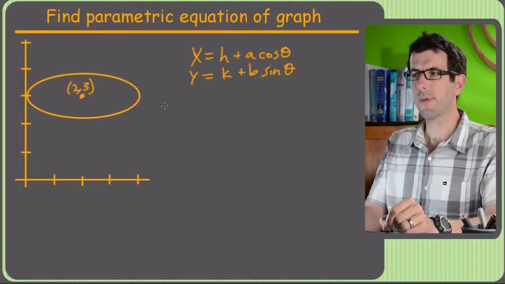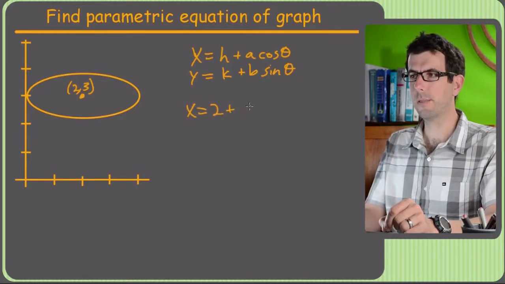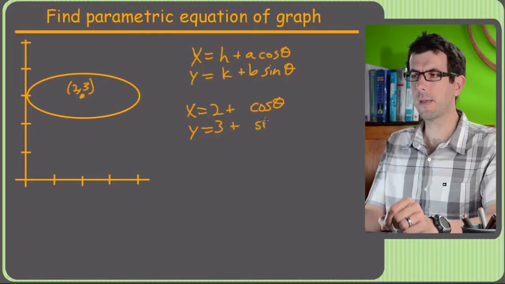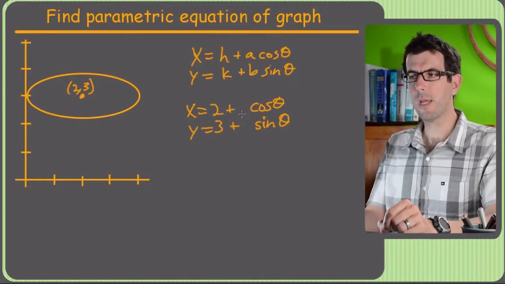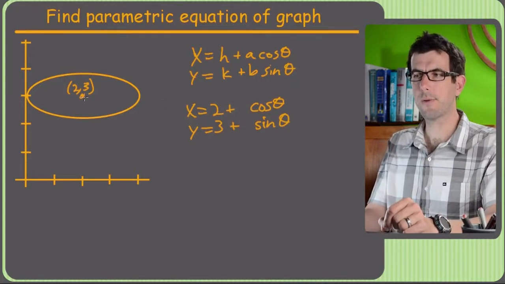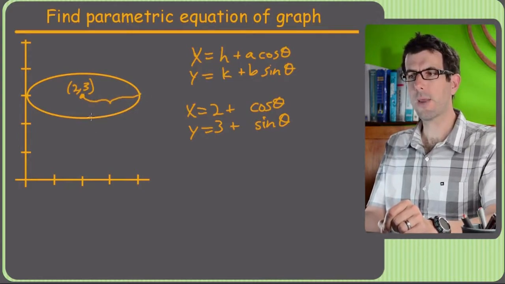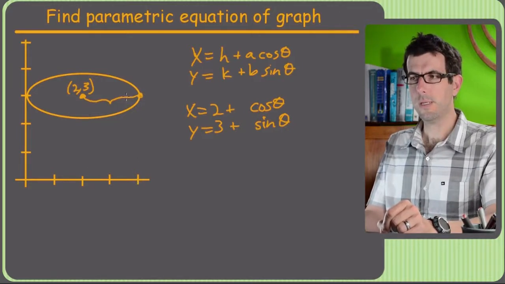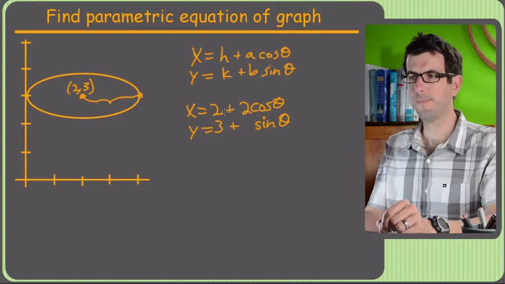So I've got the center, so h and k. Now the question is, what is a and b? So far I've got x equals the x coordinate, which is 2, plus something cosine theta. And I've got y equals 3, the y coordinate, plus something sine theta. So now I just need my a and my b, and I'll be done. What goes in front of the cosine in the x equation is just the distance from here to here. Counting that off, this is x coordinate 2, this is x coordinate 4, so that little distance is 2. Just throw a 2 in there.